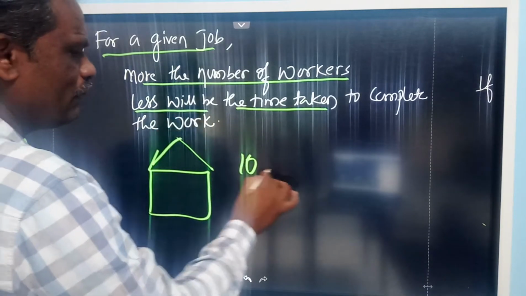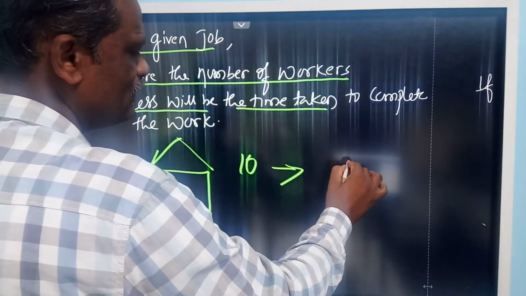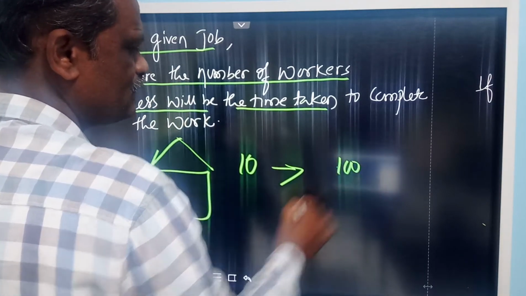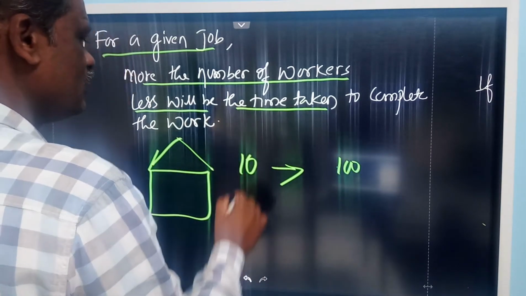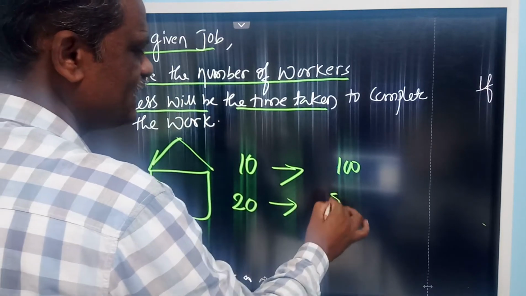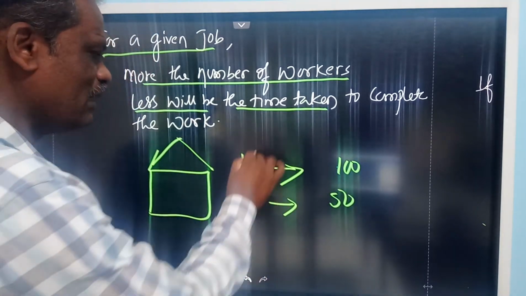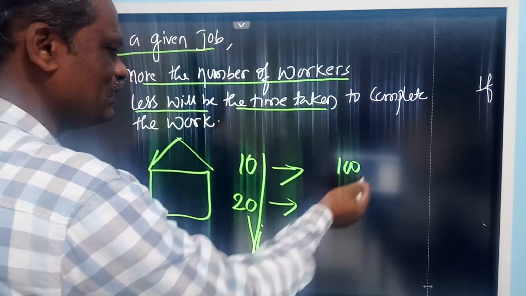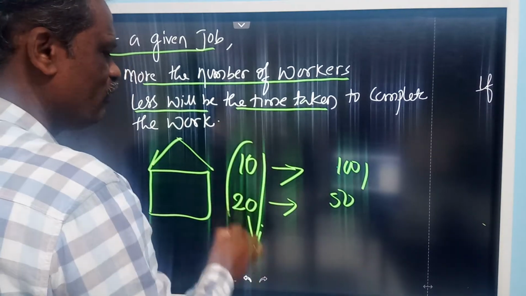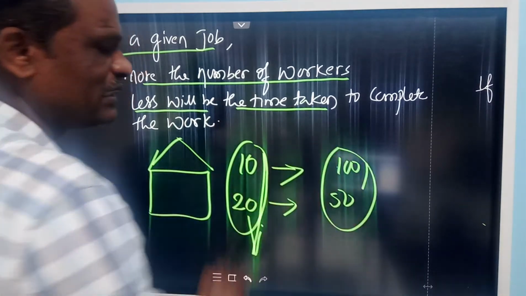Suppose if I take 10 people, then they may finish in 100 days. If I take 20 people, they may finish in 50 days. So if the number of people is increasing, this will be decreasing. If one quantity is increasing, the other quantity is decreasing.